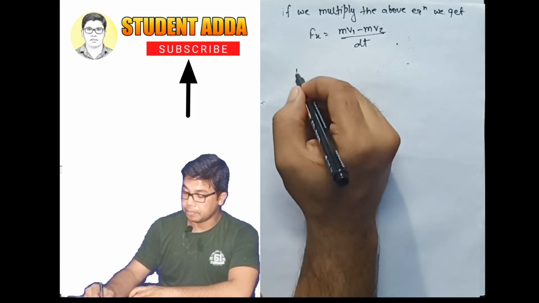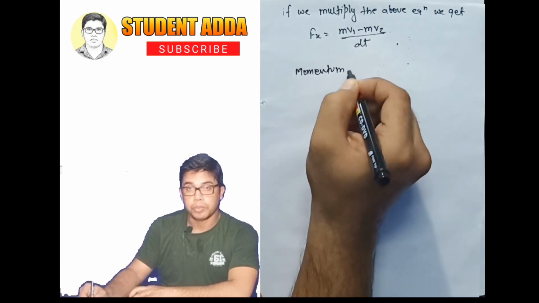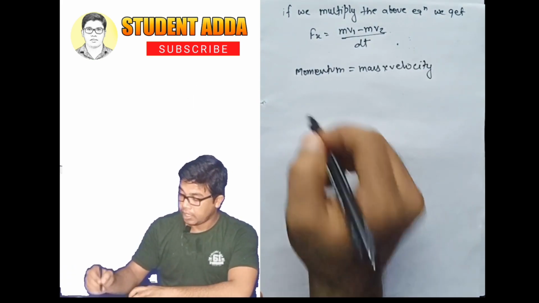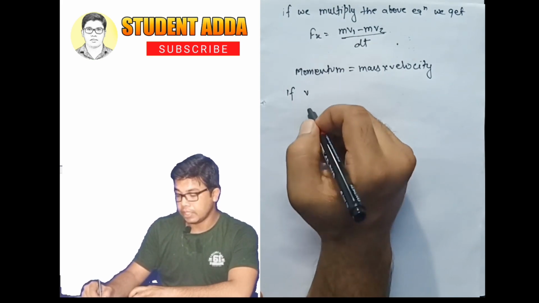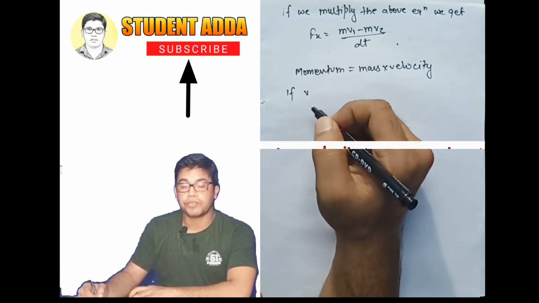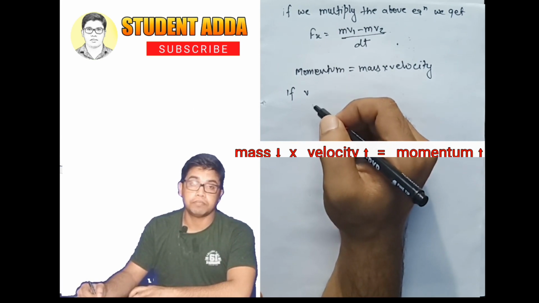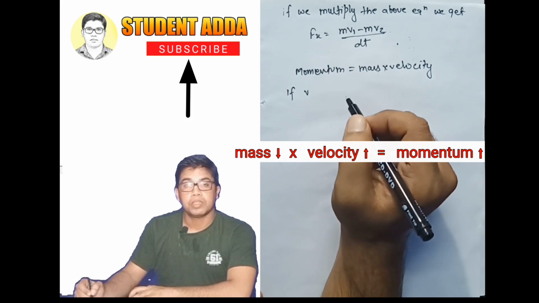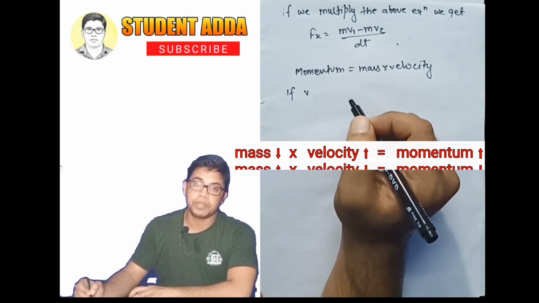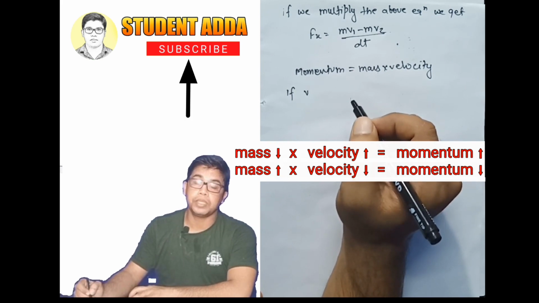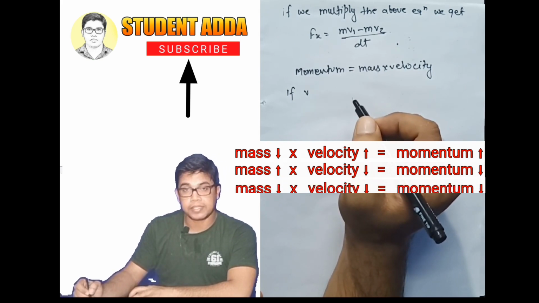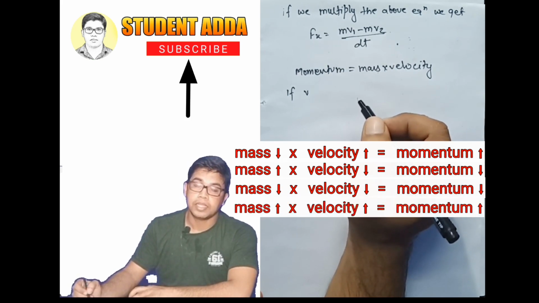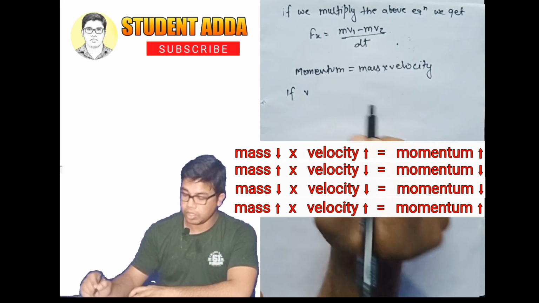We know that momentum equals mass into velocity. If the velocity is more and the mass is less, the momentum will increase. If the velocity is less and mass is greater, momentum will be less. If both velocity and mass are less, then momentum will also be less. If velocity is more and mass is less, then momentum will increase.